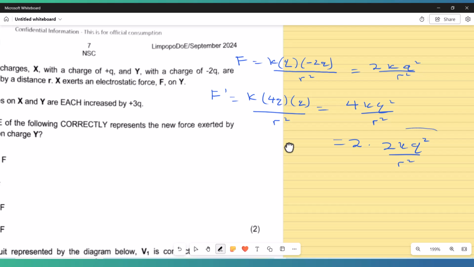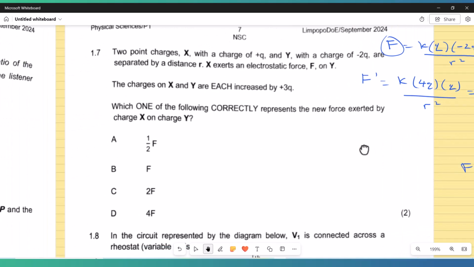So if you check this one here, it's the same as our first force between the two charges, which means that our answer is F prime equals 2 times the first force F, which is 2F. So we have such an answer here. The answer is C, 1.7. Answer is C. 1.8, what do we have here?